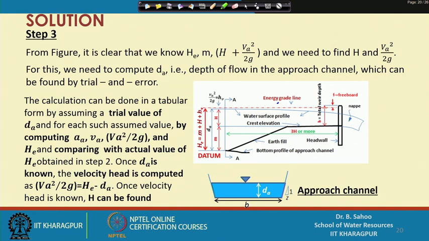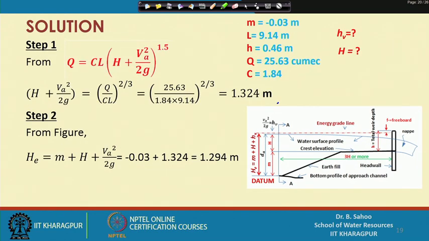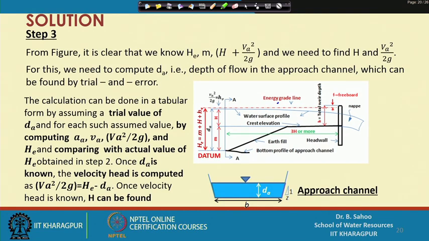And in step 3, from this figure we know the value of He. In the previous slide we have already seen the value of He, that is H plus V square by 2g, and we need to find the value of capital H plus V square by 2g. For this we need to compute the value of dA. You can see in this figure, the value of dA is equal to small m plus capital H. So, that is the depth of flow in the approach channel, which can be found by the trial and error method.